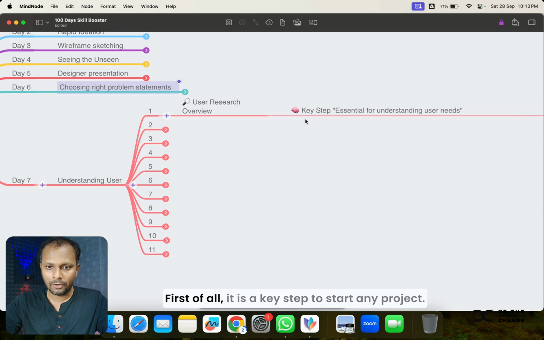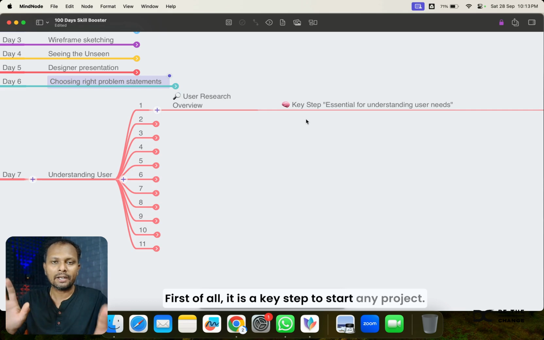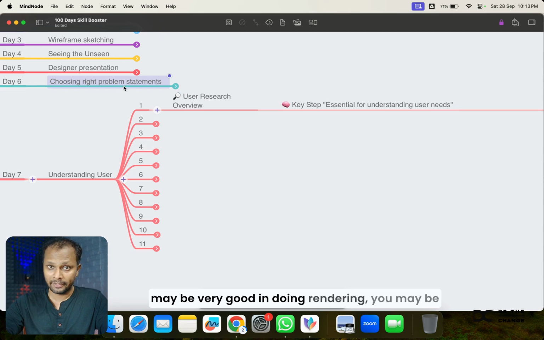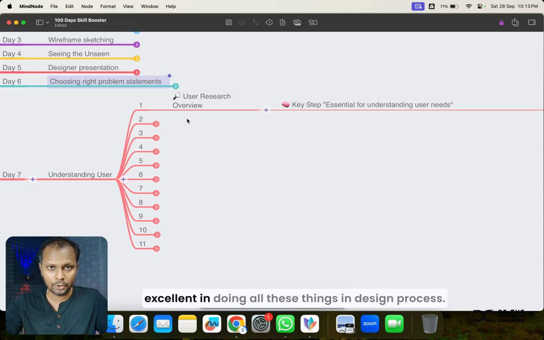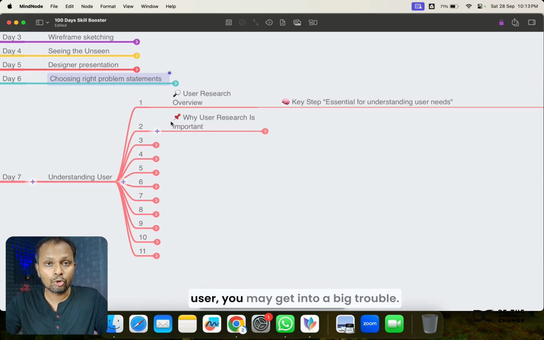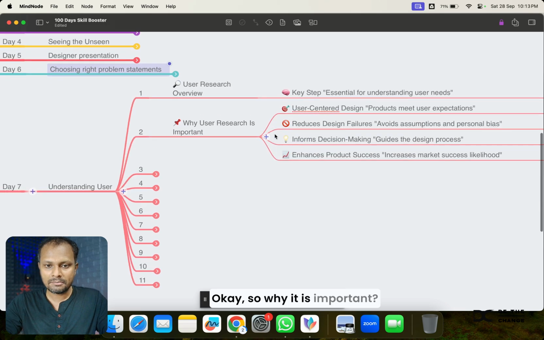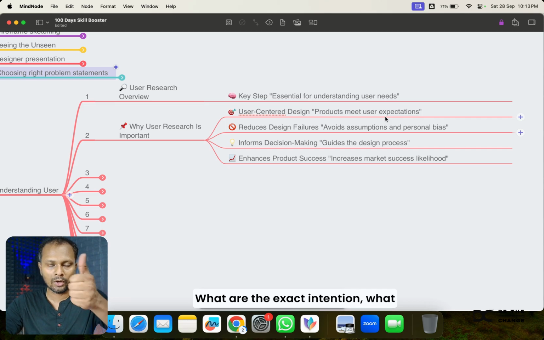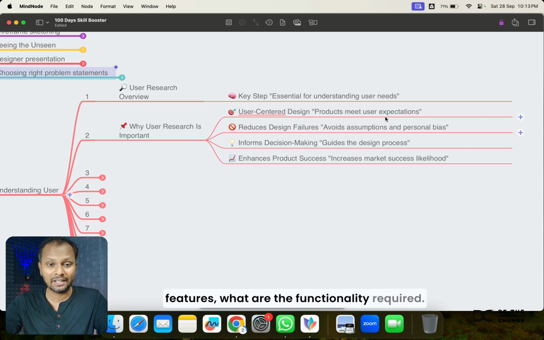First of all, it is a key step to start any project. You may be very good at choosing a problem statement, you may be very good at rendering, you may be excellent in all these things in the design process, but when you're not empathizing with your user, you may get into a big problem. So why is it important? First of all, it meets the product expectation. What is the exact intention? What is the usability? What are the features? What is the functionality required?